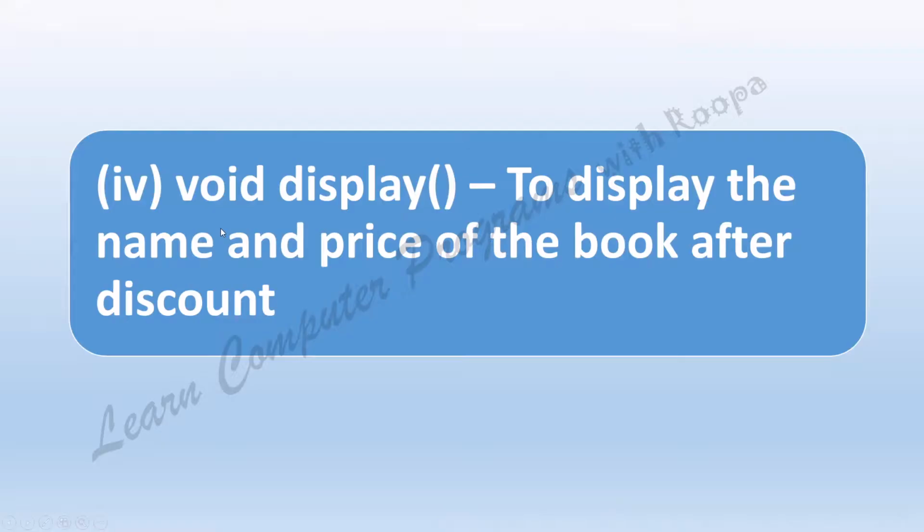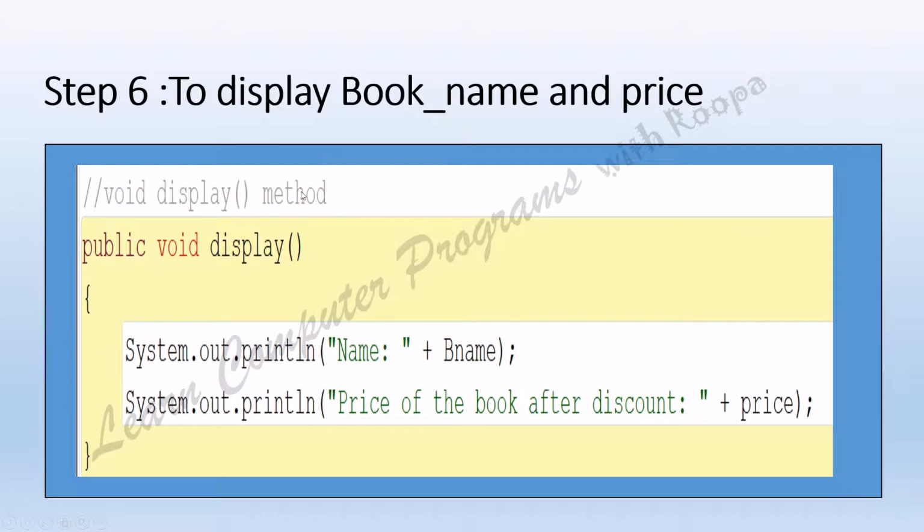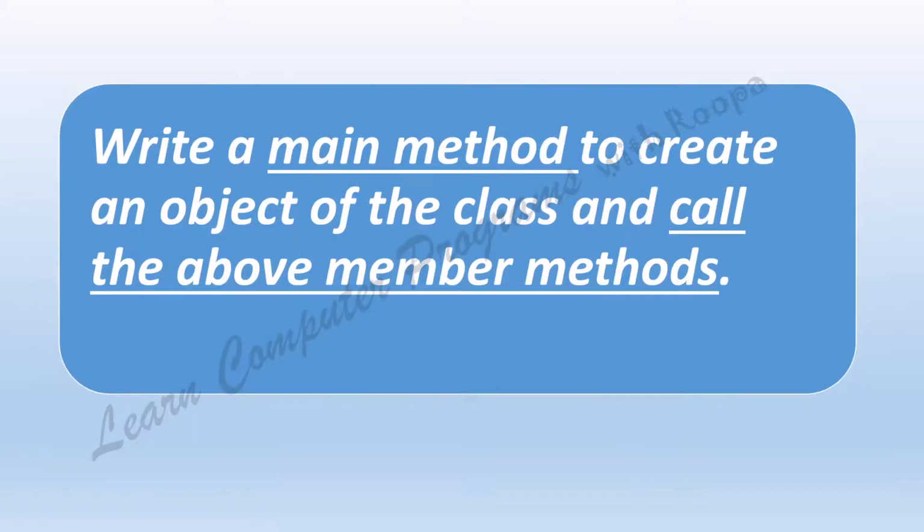Okay, next we will go to the display method. Here you have to display the name and price of the book after the discount. So here we are going to say void display and use the println statements. System.out.println the book name, and the price of the book after discount is the price that we calculated in the previous method. Okay, and after that we have to write the main method to create an object of the class and call the above member methods.